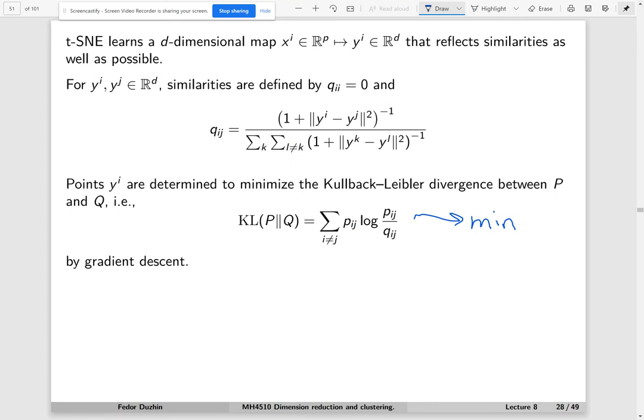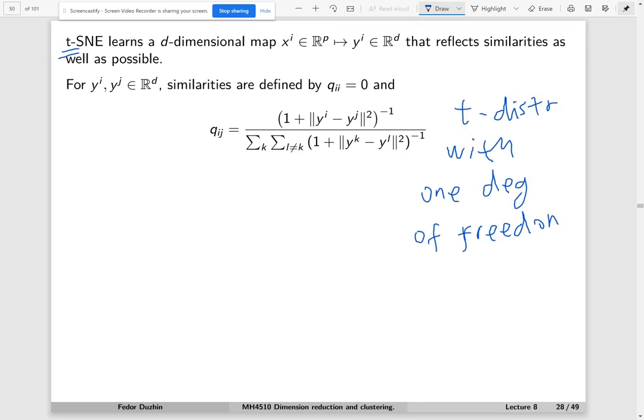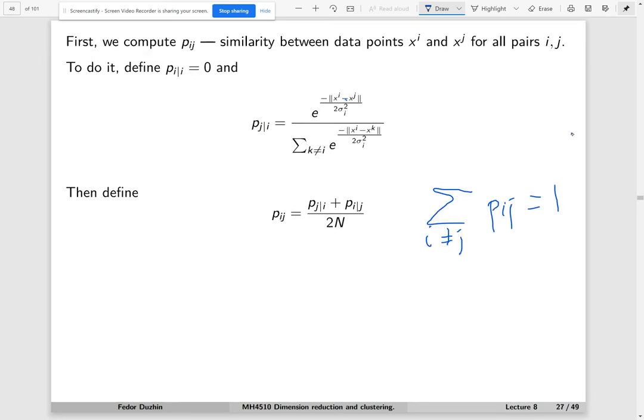Okay, so one more thing is that here you have this parameter sigma i, and sigma i is not a hyperparameter here, but there is a hyperparameter. So there is a hyperparameter that is called perplexity. And again, I don't want to spend too much time on this, so I'm not going to explain what this perplexity is, and of course it's not going to be tested, but you can just read about it.